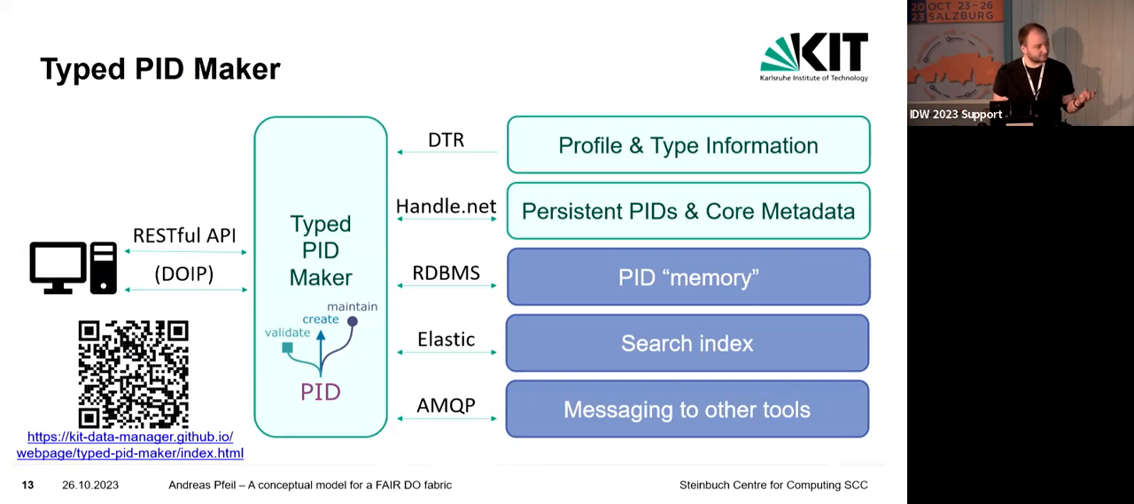For example, it will remember the PIDs that you created or modified, and you will have some kind of log on that. You will be able to search via Elasticsearch. You will be able to connect to other tools via the AMQP protocol to send messages, to register your publications at the library or something like that. So this is the idea. We have a simple REST API for the client, and DOIP is planned for the work in progress operations idea that a colleague is working on.